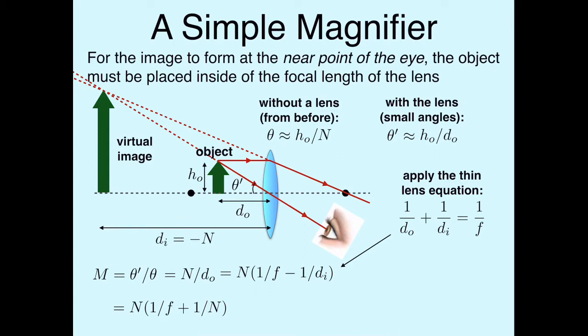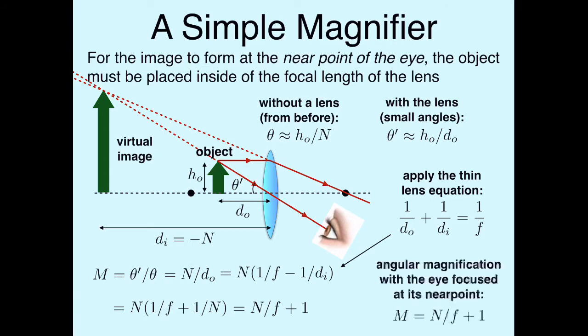So what we get is the angular magnification M equals N times (1 over F plus 1 over N). And that can be simplified because if we distribute the N into the parentheses, we get N divided by F plus 1. So here, your eye is focused at the near point because that's where the image is forming. Okay, so that's what you're looking at, is something that's at the near point. And with that, the angular magnification you get is N divided by F plus 1. So it's an even bigger magnification than before when you're focused at infinity.